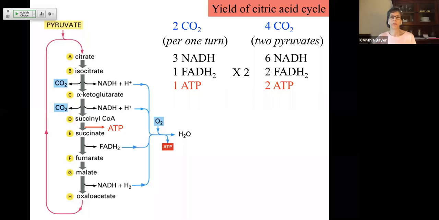we're always following per molecule or per mole of glucose, our starting material. What does the cell produce? And remember, for each molecule of glucose, glycolysis produces 2 molecules of pyruvate. So for each molecule of glucose, we have 2 rounds of the citric acid cycle. So overall, what's being produced is 4 carbon dioxides, 6 NADHs, 2 FADH2s, and 2 ATPs.